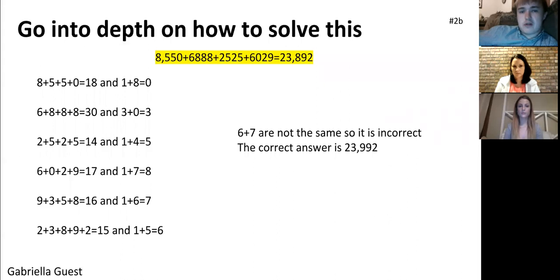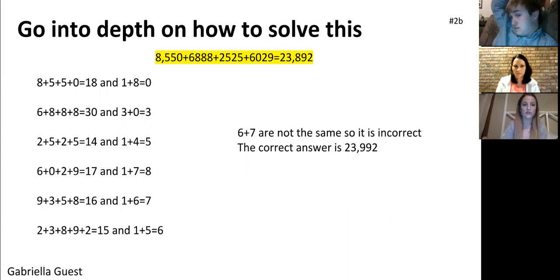Gabby, go into depth on how to solve this. So what you do is you get your equation at the top, and it's 8,550 plus 6,888 plus 2,525 plus 6,029, and they're saying that it should equal 2,300,892. To check this, you break apart every single individual number.